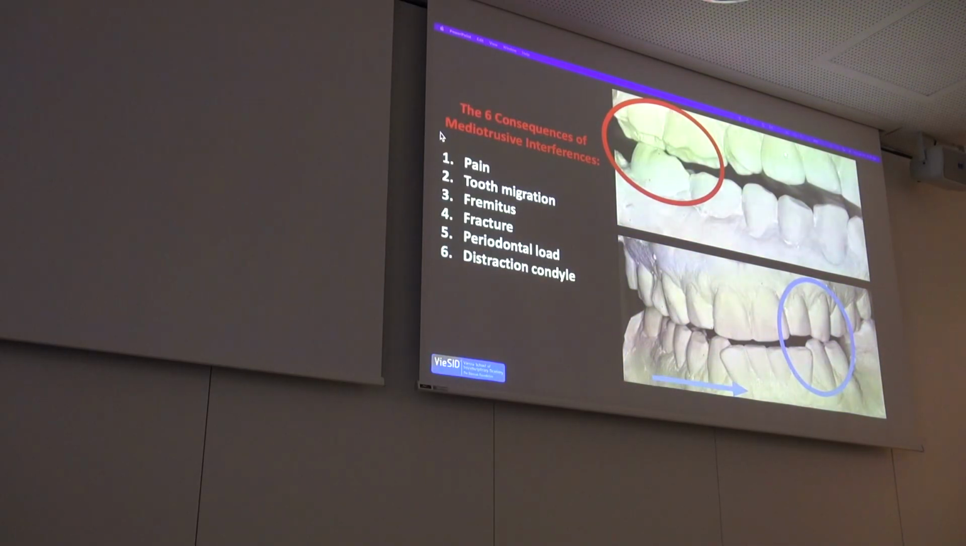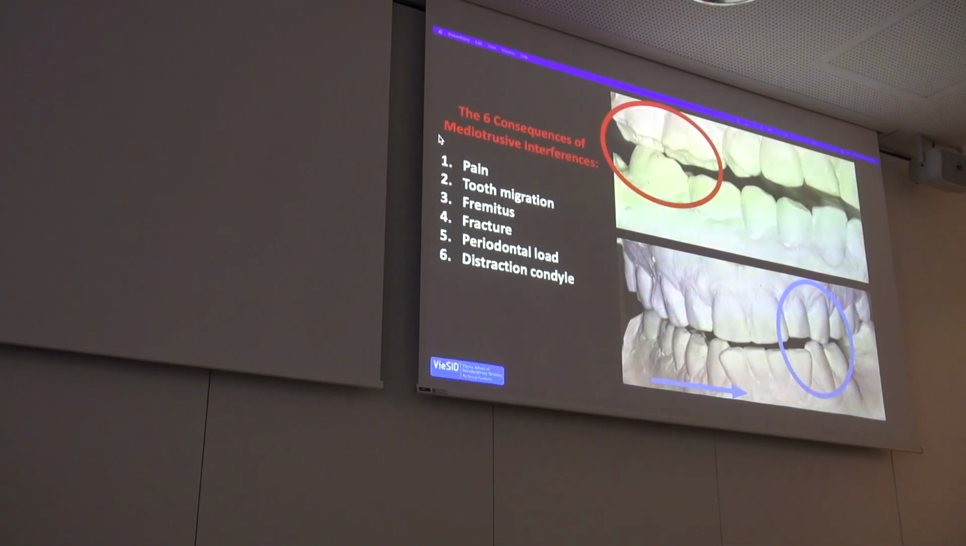So what are the consequences of a medial-protrusive interference? Well, the first, of course, can be pain. Pain in the tooth, pain in the joint, pain in the muscles. We can also get the tooth migrating. It doesn't like to do that, so it might move. And if it's moving, it may get fremitus, where all of a sudden you put your finger on the tooth. Usually I run my finger along the buccal of the upper, and I have the patient move, and all of a sudden the tooth is dancing. That's not good. It can fracture. You can get periodontal load, and you can have distraction of that condyle. As the mandible goes out to the left, it's a speed bump.